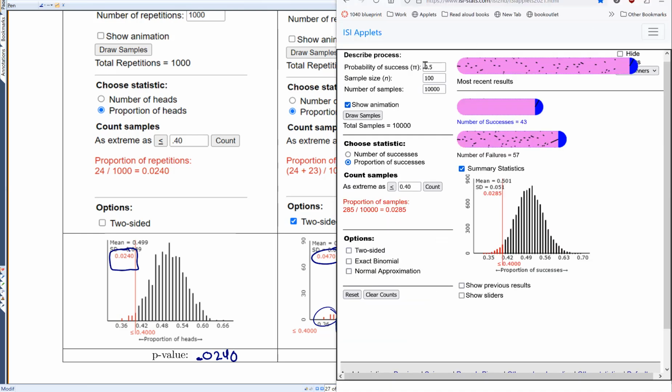I just want to show you on the applet. So if I put in the 0.5, 100, and 10,000 and I looked for as extreme as less than or equal to 0.40, here's the options. I click on the two-sided. Notice now it will do both tails for me. This p-value is a bit different than what we got before because before I only did it 1,000 times, and so there's a lot of variation from time to time. If you don't like getting different answers from me, always go out to like the 10,000. You'll be getting more precise answers. But it's just this two-sided. You don't have to do anything else. Just click two-sided. It'll give you the areas in both tails.